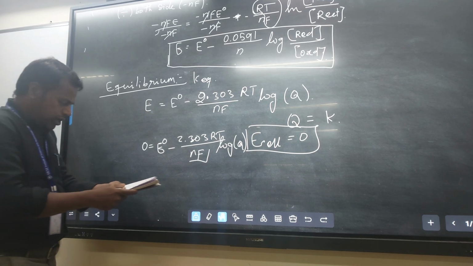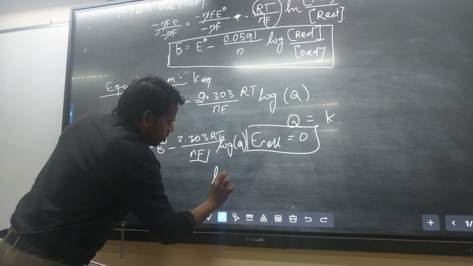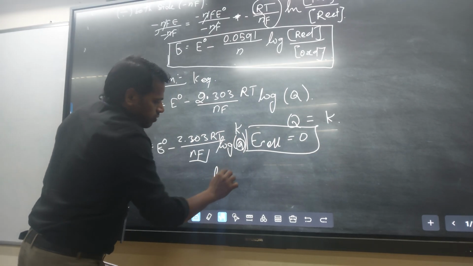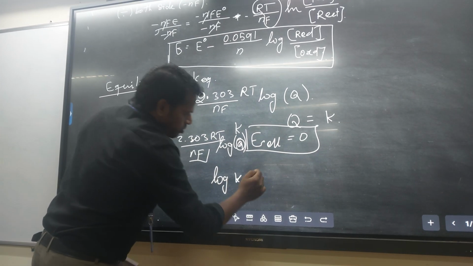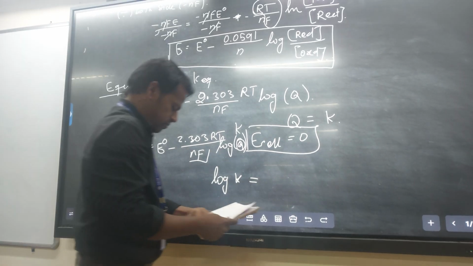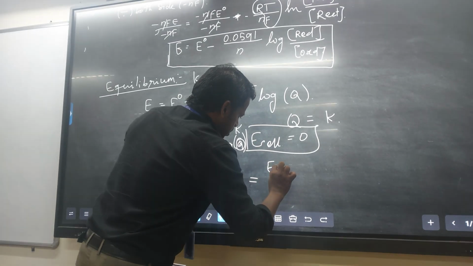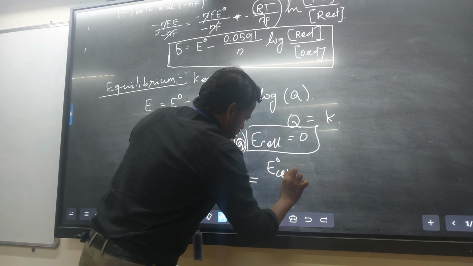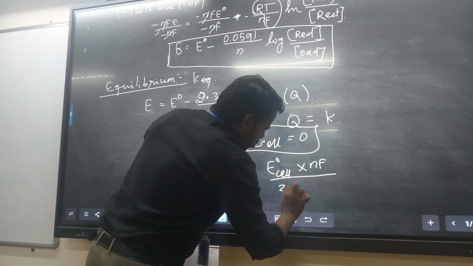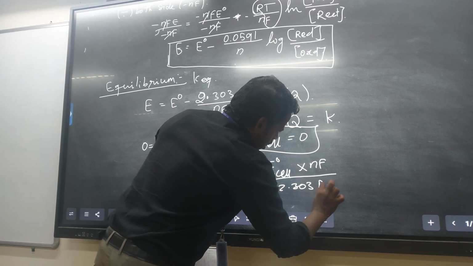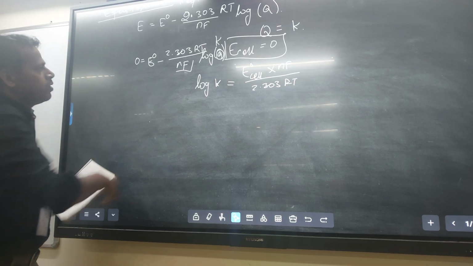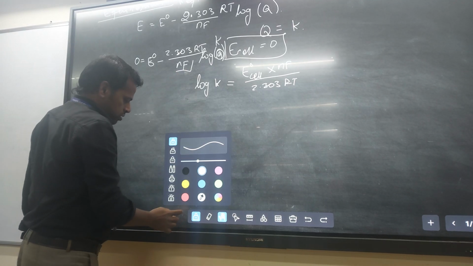So finally, log K, that is, instead of Q you write K. You only need to find the log K. Therefore log K equal to E naught cell into NF divided by 2.303 RT. You got it? This one.